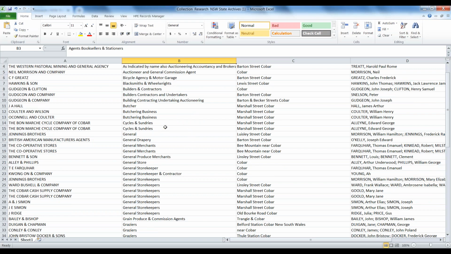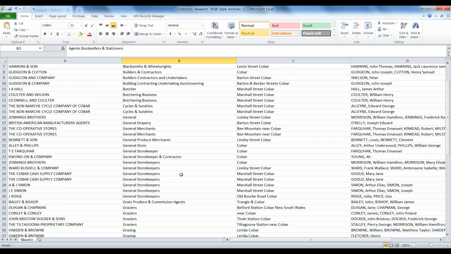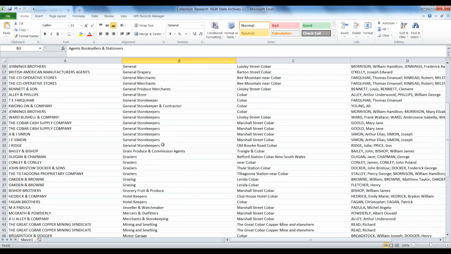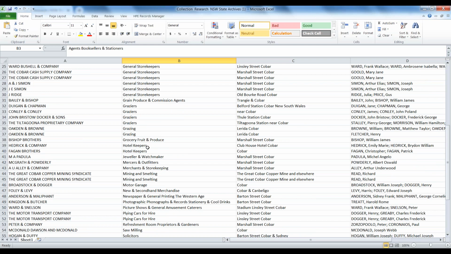There's the sort of businesses you'd expect: butchers, butchering businesses, lots of merchants, general store keepers, grain and produce commission agents, because Cobar, of course, is in a rural area. And again, graziers, reflecting that. The sorts of things you would expect in a reasonable town. Hotel keepers, it's got a jeweller and a watchmaker.